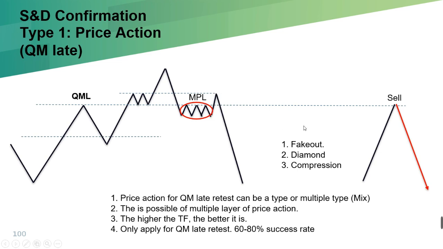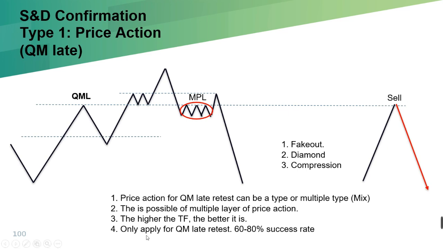The third note is that the higher the time frame, the better it is. Let's assume you're looking at an M30 or M15, and you compare it with an H4 or daily chart. Which has a better chance of getting into this kind of trade? Definitely the higher time frame. Does it mean the lower time frame does not work? No, it's just that the higher time frame has a better chance.